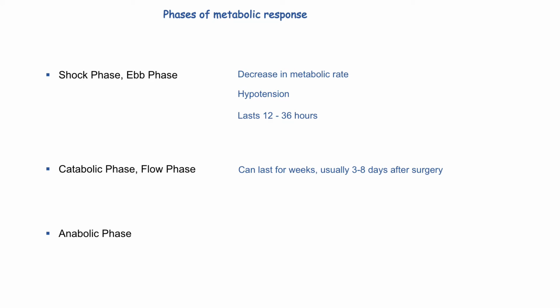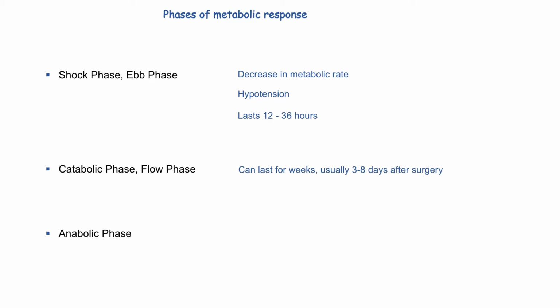Metabolic response to stress is divided into three phases. First phase is called shock phase or ebb phase. This phase can last for 12 to 36 hours. During this phase, there is decrease in metabolic rate and decrease in oxygen consumption, and there can be hypotension due to volume loss. During this phase, body attempts to conserve energy sources for later use.